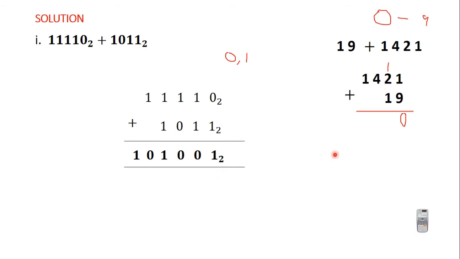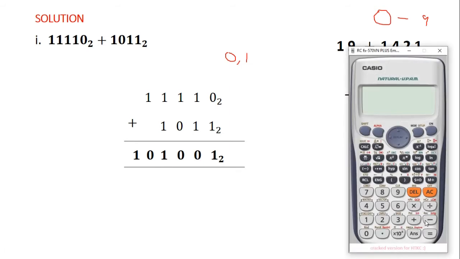Our calculator allows us to add and subtract numbers in base 2. So I'm going to show you how you can use your calculator to add these two numbers that are in base 2. To do that, switch on your calculator. Then press on mode. When you press on mode, you have about 8 options on your screen. The fourth one is base. So select the fourth one. So you press on 4.